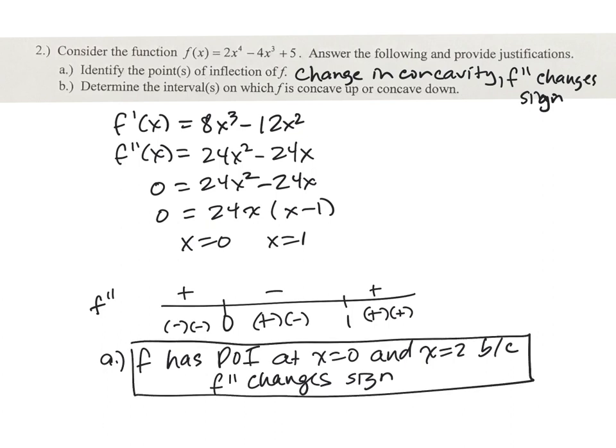And then letter B says, determine the intervals on which f is concave up or concave down. So you'll remember f is concave up where f double prime is positive and concave down where f double prime is negative. So back to our sign chart, we can see that to the left of 0 and to the right of 1, f double prime is positive, and then in between 0 and 1, f double prime is negative. So our justification then will look like this.